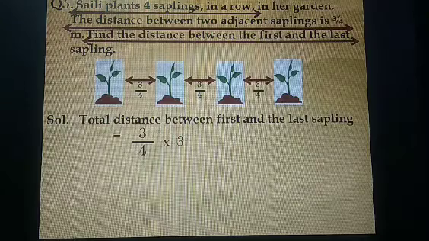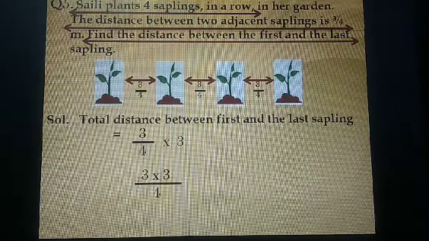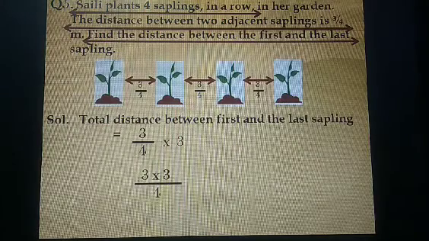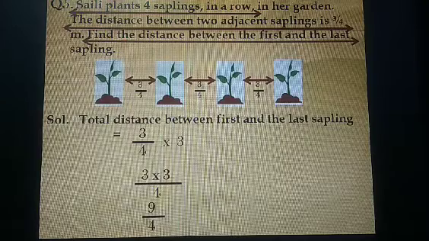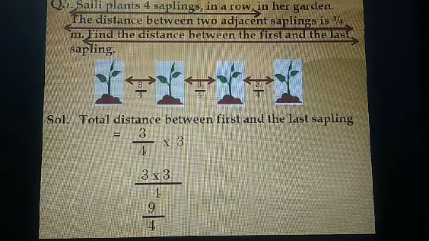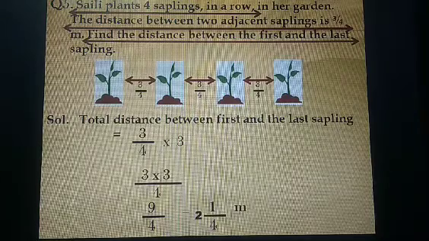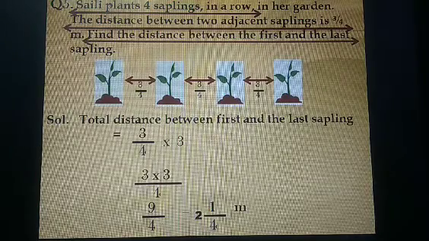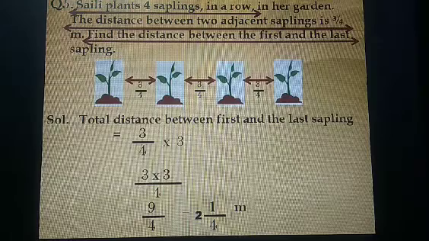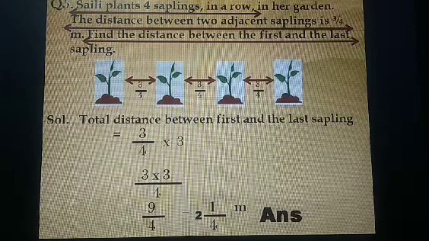Yes, multiply the whole number to the numerator, 3 into 3 upon 4. No common factor, 9 upon 4. This is an improper fraction. Your answer will be 2 1 by 4 meter. Don't forget to mention the unit. This will be your final answer.